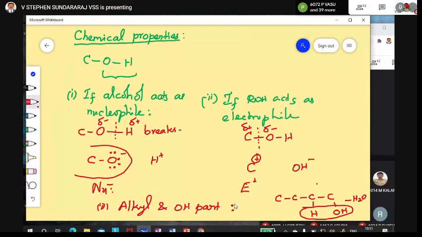Okay, so this introduction you write, and we will move on to the examples one by one. The first one is cleavage of the OH bond. We'll discuss it first. It is a very important discussion, and many reasoning questions will be asked from this, so listen carefully. Note down three types of reaction: as nucleophile, the OH bond will break; as electrophile, the C-O bond will break so a carbocation electrophile will form; and both alkyl part and OH part react, that is the dehydration reaction.